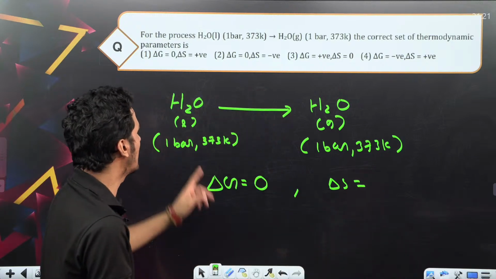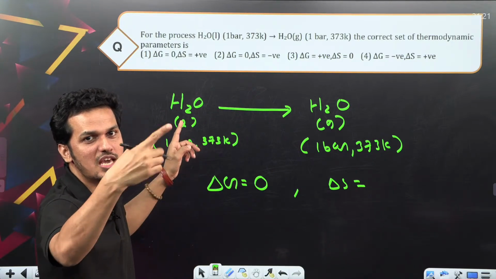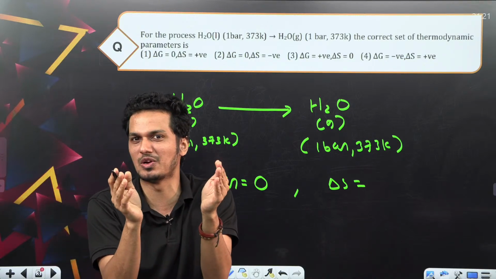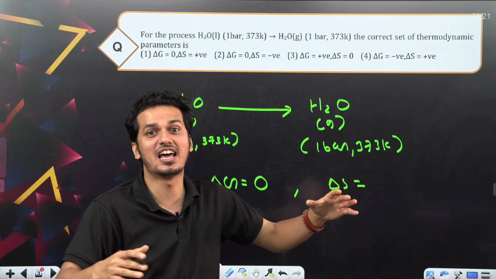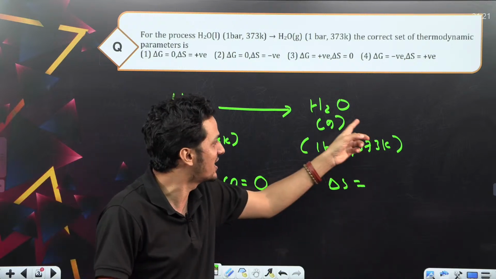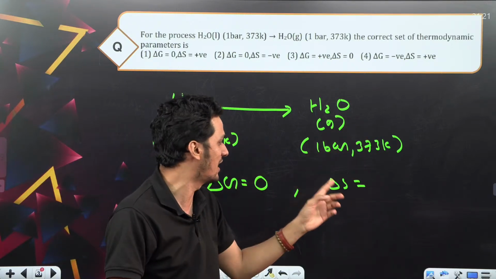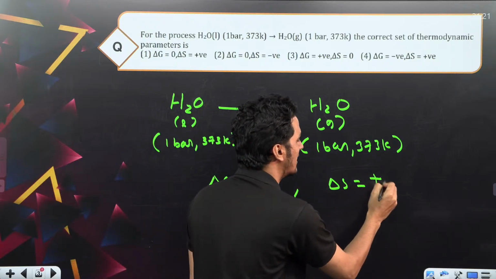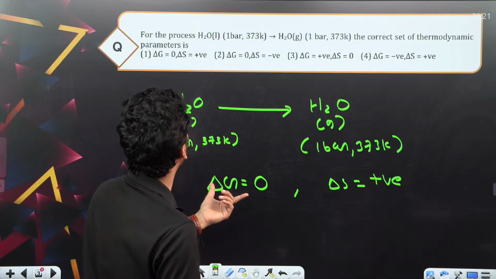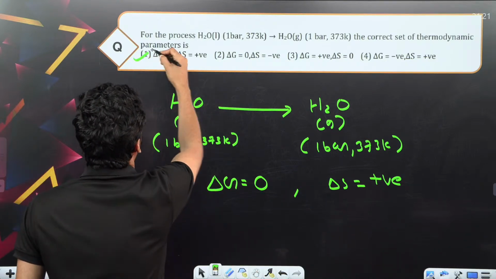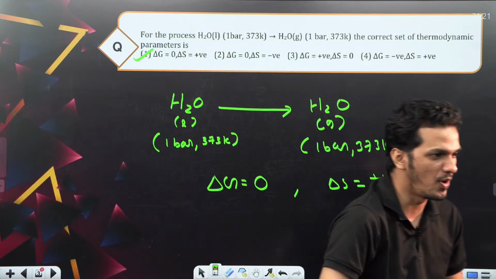What about delta S, guys? Here liquid is changing to gas. Liquid molecules are somewhat loosely packed, but in gas the molecules are in zigzag random motion. So whenever liquid changes to gas, entropy, the disorderness, increases. It is positive. So delta G equals 0, delta S is positive. Option 1 is the correct answer. I hope all of you wrote it.